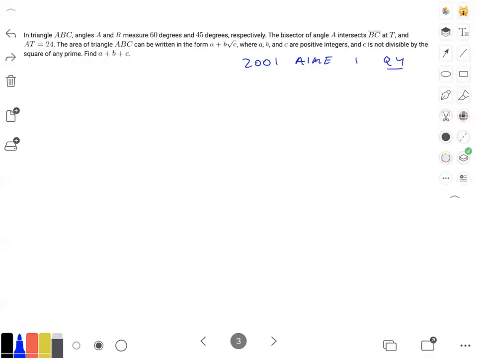All right. Let's move on to this next question, which was the 2001 AIME 1 question 4. In triangle ABC, angle A measures 60 degrees and B measures 45 degrees. So let's see, I'll try to draw like this, and then maybe like this. I guess that's good for now. This is going to be my angle A at 60, and this is going to be my B at 45.